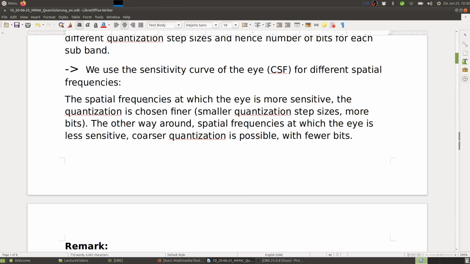So for the spatial frequencies at which the eye is more sensitive, the quantization is chosen finer, which means we have smaller quantization step sizes, which need more bits. The other way around, for spatial frequencies at which the eye is less sensitive, coarser quantization with larger step sizes is possible with fewer bits, right? So this then saves bits, and this is mostly at the higher spatial frequencies where the eye is less sensitive.